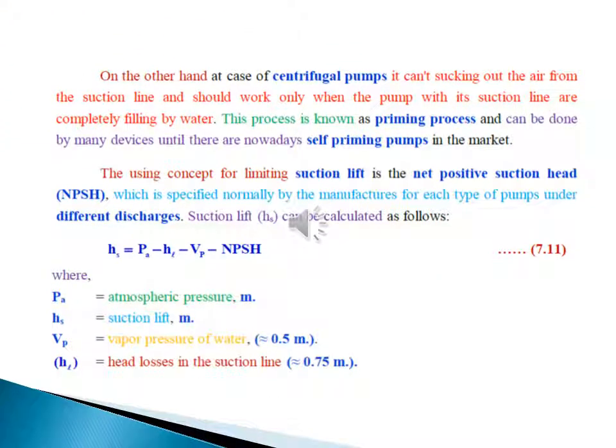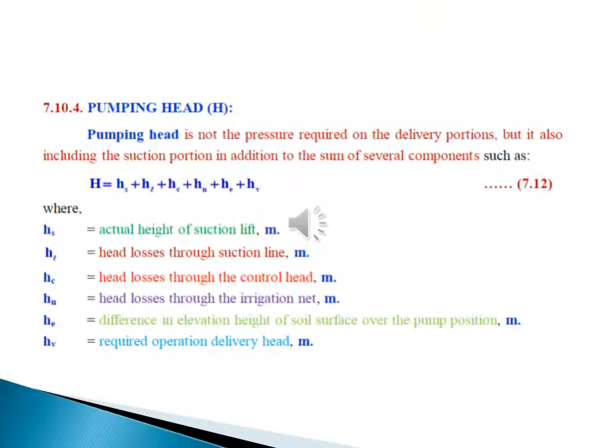The concept used for limiting suction lift is the net positive suction head, NPSH, which is normally specified by the manufacturer for each type of pump under different discharges. Hence, suction lift can be calculated as shown in the enclosed equation. Pumping head is not only the pressure required on the delivery portion, but also includes the suction portion in addition to the sum of several components, as shown in the enclosed equation. Look, my dear, it is very important for calculating the desired pumping head in any irrigation scheme.